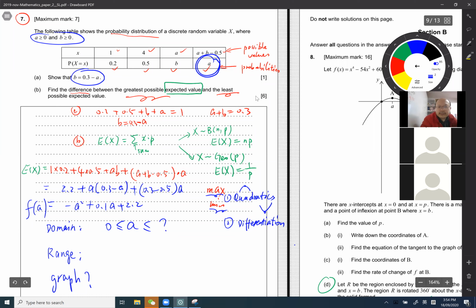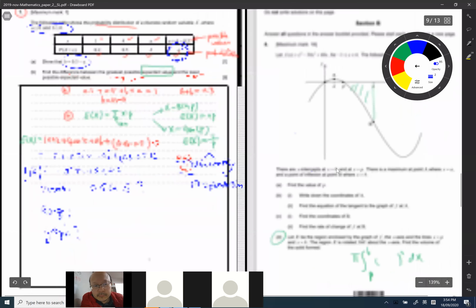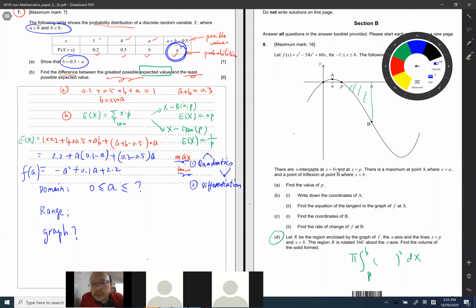Do you know what's the other side here? What's the other side? A must be less than or equal to. Bruce, message me. What's the other side for this question?